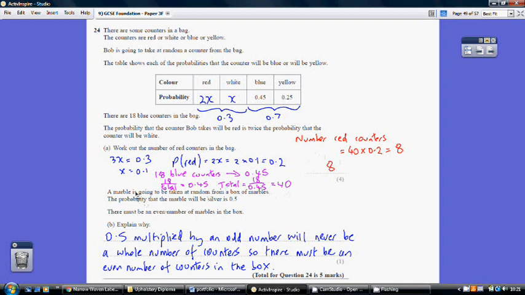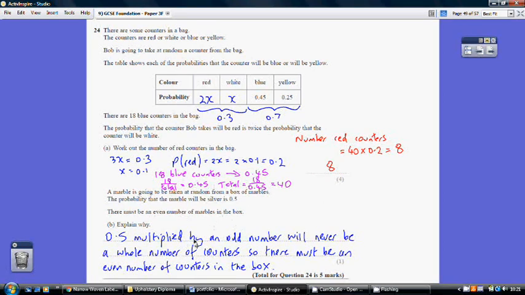Now part B, a marble is going to be taken at random from a box of marbles. The probability that the marble will be silver is 0.5. Why must there be an even number of marbles in the box? Well, 0.5 multiplied by an odd number is never going to give us a whole number, and we need the number to be whole, because when we do that multiplication we've got to be getting a whole number of marbles.